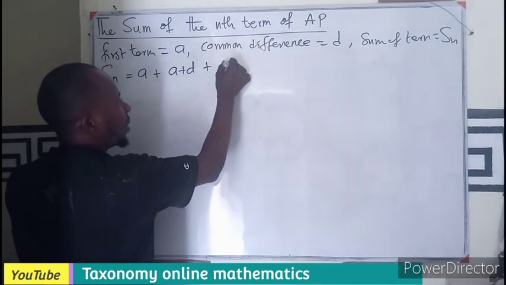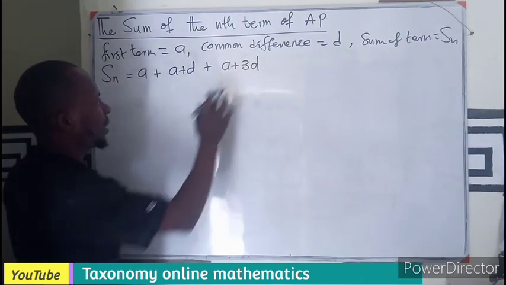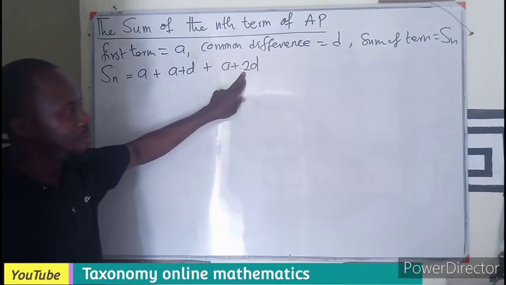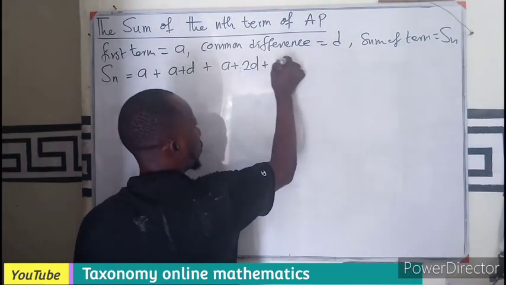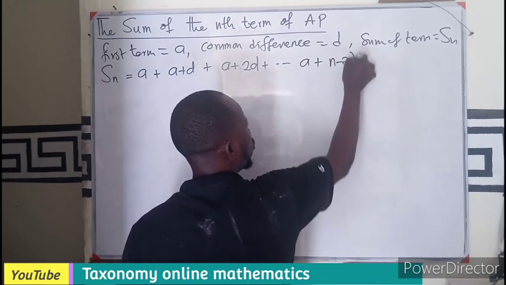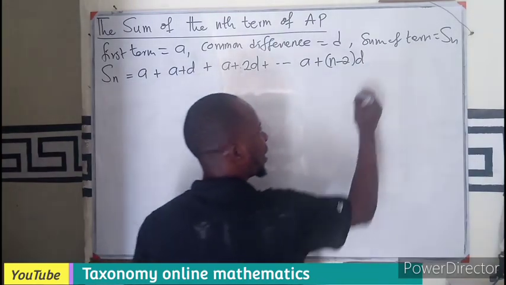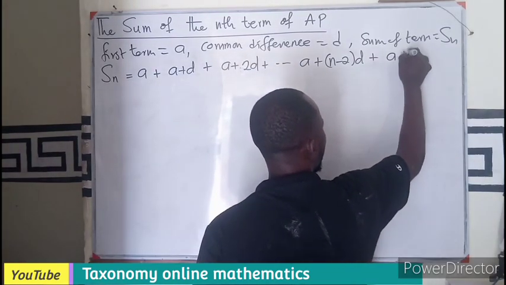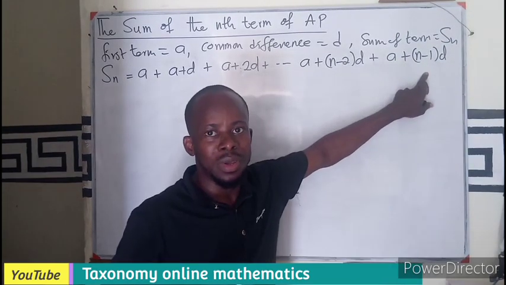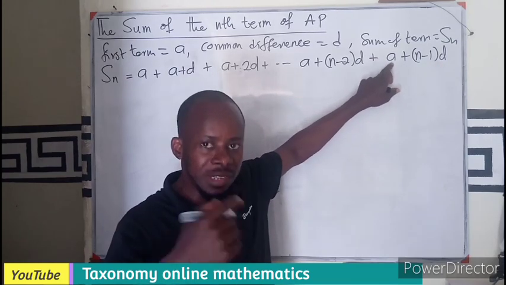Then we have a plus 2d as the third term. If you want to continue, we can have a plus (n minus 2)d as the second to last term. Then finally we have a plus (n minus 1)d. This is the last term. We know that this is known as the nth term, the same as the last term.